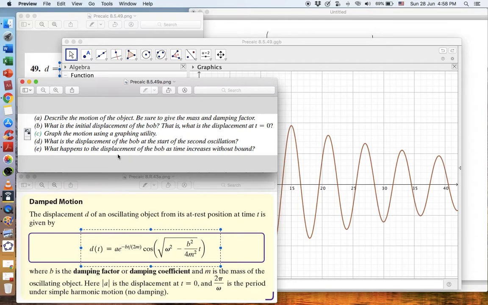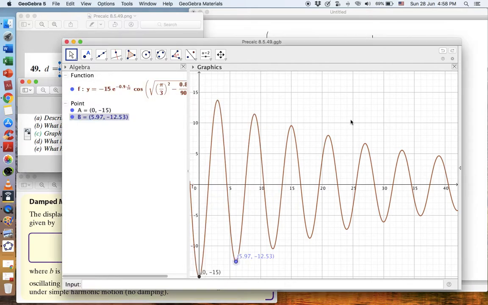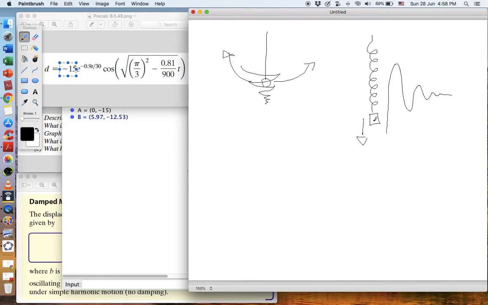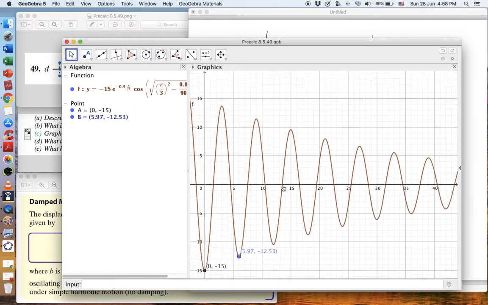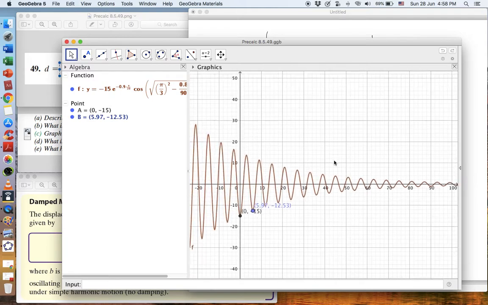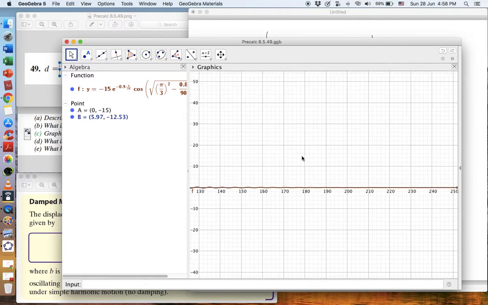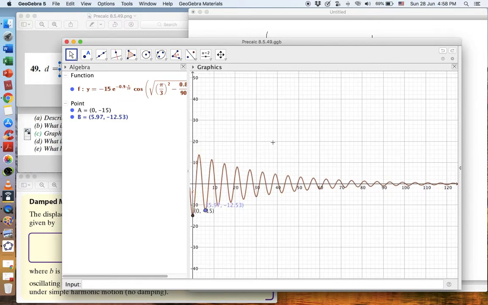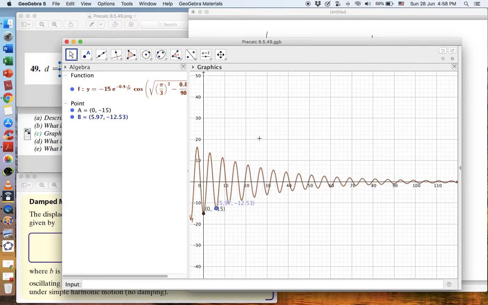What happens to the displacement of the bob? The bob is just the mass at the end of this string, or at the end of the spring, or whatever. As time continues on into infinity, well, we can see that even around 3-4 minutes, the spring or the bob returns to its original resting place.